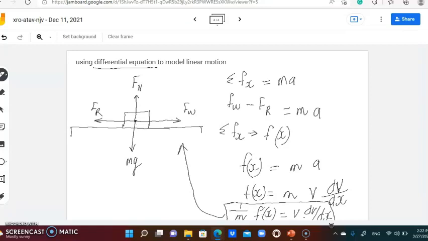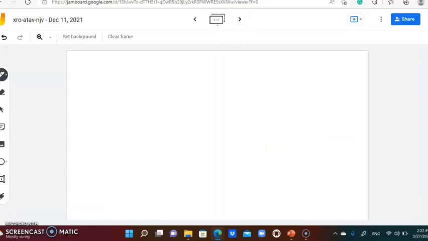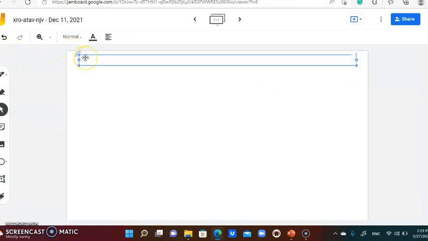Now, how can we use differential equations really to not only model but solve questions as they relate to objects that are in motion? Let us look at a question.